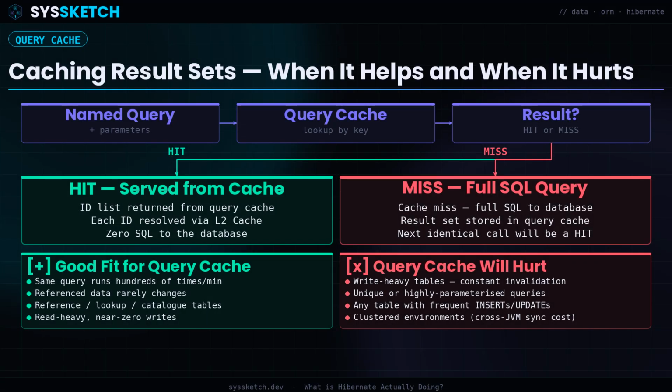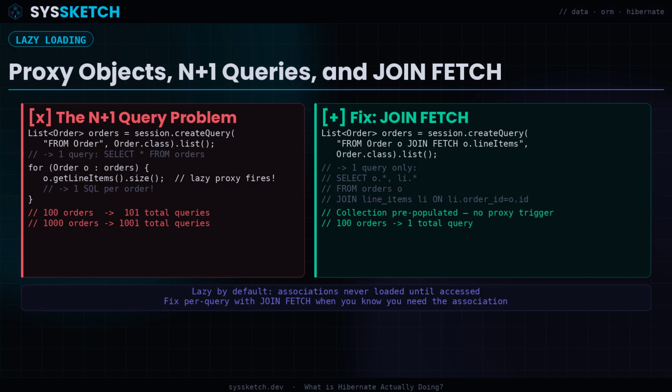Query cache is a separate, often misunderstood layer on top of the second level cache. It caches not entity data but query result sets, specifically the list of IDs returned by a named or criteria query. When the same query runs again with the same parameters, Hibernate returns the cached ID list and resolves each ID through the second level or first level cache rather than hitting the database. The query cache only makes sense when the same query runs frequently and the underlying data rarely changes. Its invalidation is aggressive. Any write to a table referenced by a cached query invalidates all cached results for that table. In write-heavy applications, the query cache can actually hurt performance by burning CPU on invalidation while providing almost no cache hits.